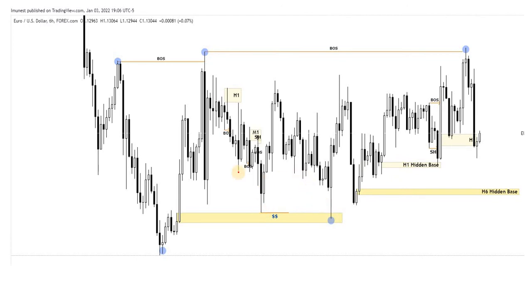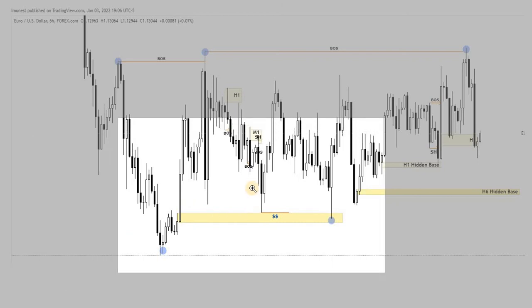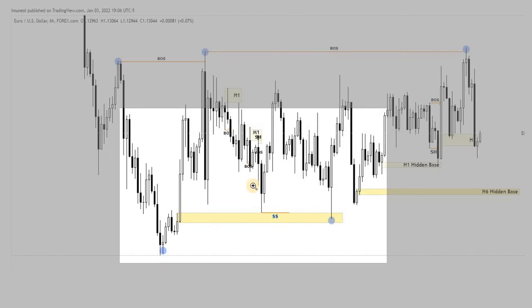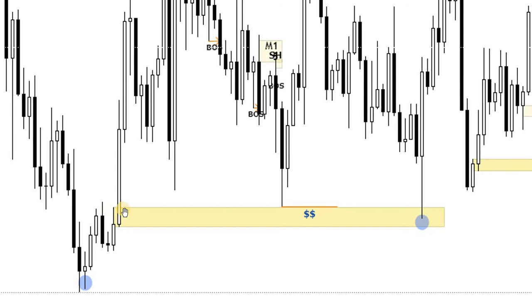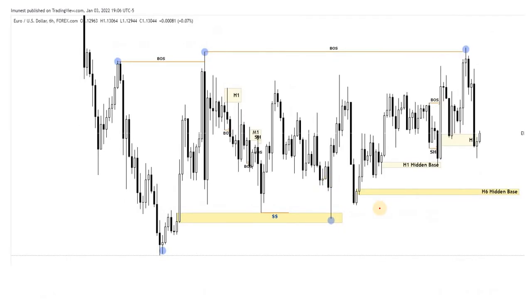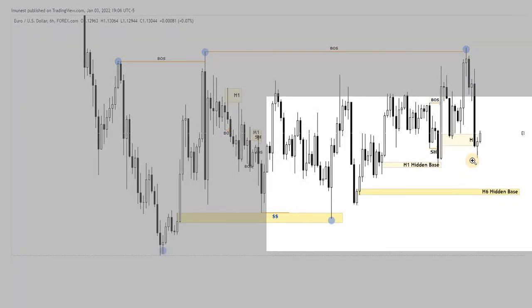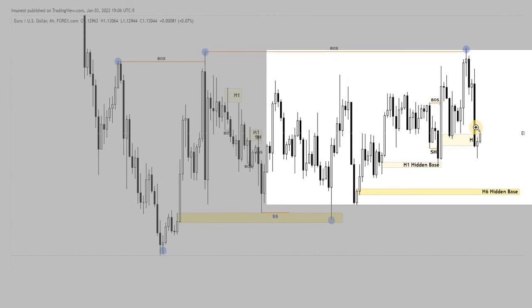Now we're going to be looking at other opportunities. Quickly, I also want to show us this hidden base example. We are on the 6-hour chart. You can see what the hidden base did. Price tapped into it and takes off. Once again, because of that, we are expecting that price is also going to do the same here.